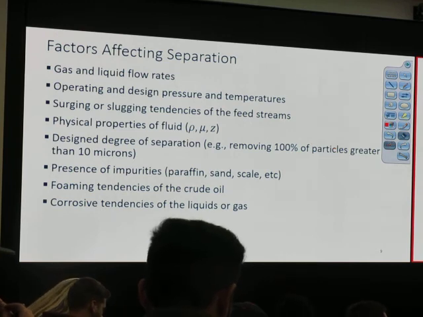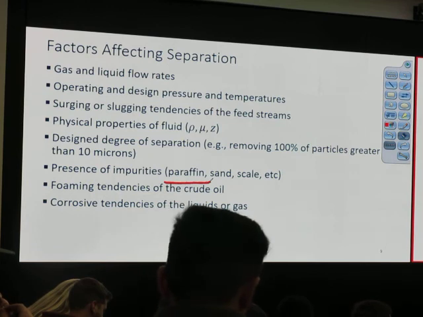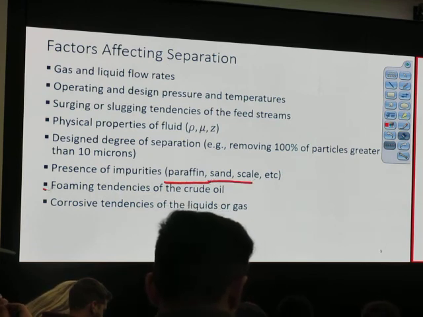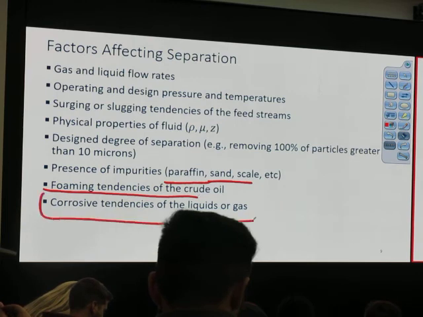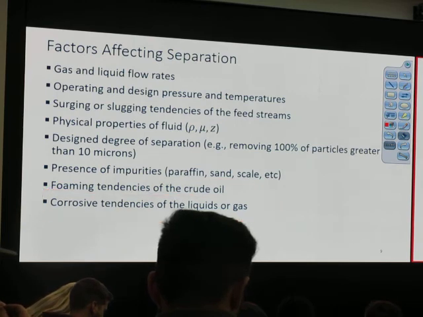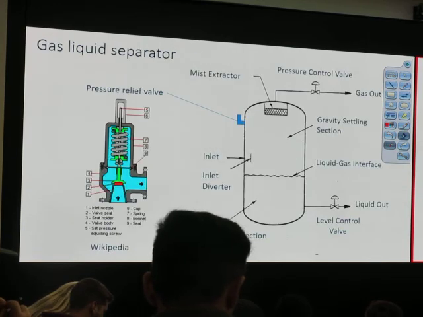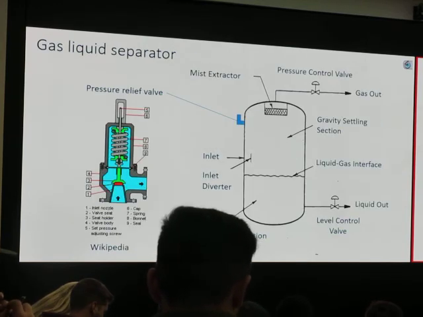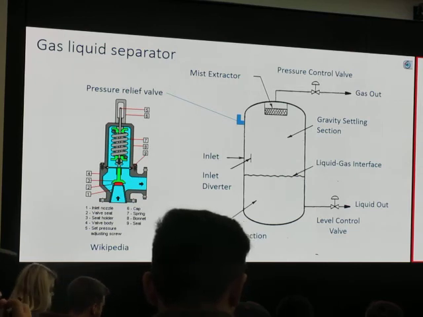So we may have paraffin, sand particles, impurities. It may form foam. It may be corrosive material. Those things impact the separation process. Okay, this is the basics of a vertical separator.